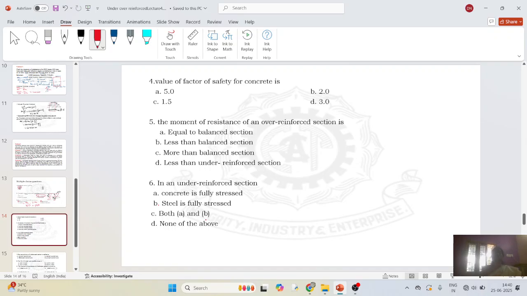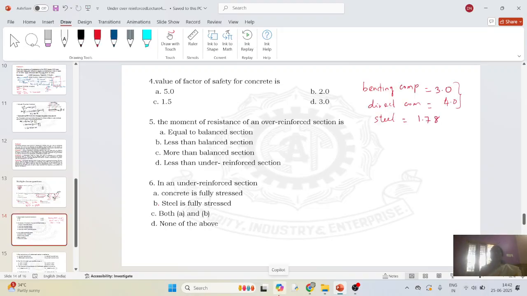The next question is the value of factor of safety for concrete. Due to bending compression it is 3, due to direct compression it is 4, but it is not mentioned whether due to bending or direct compression. One value, 3, is given. So due to bending, the factor of safety for concrete as per the working stress concept is 3. For steel it is 1.78 as per the working stress concept. The factor of safety for steel is 1.78 and concrete is 3.